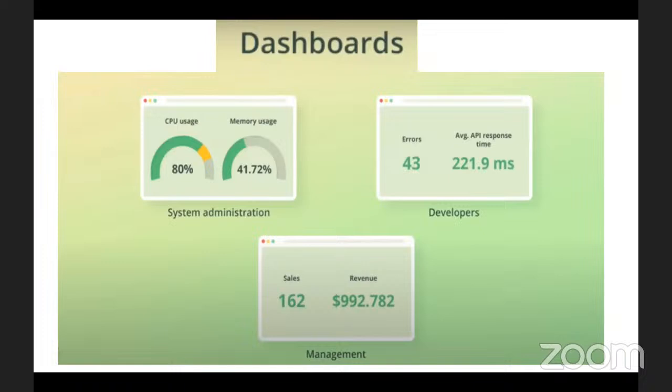CPU is 80%. Today, 43 errors in my system. Average API response time is 200 milliseconds. Today's sales is 162 sales and revenue like this. I can bring all these things from my log files. I can analyze the log files and bring these kinds of dashboards into my UI without writing specific code here.